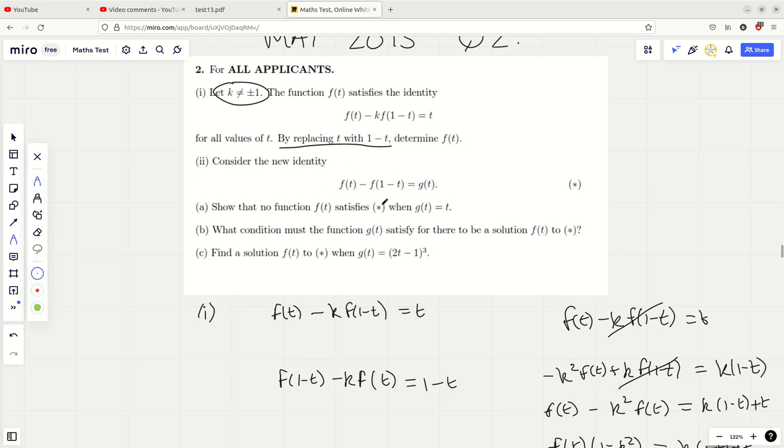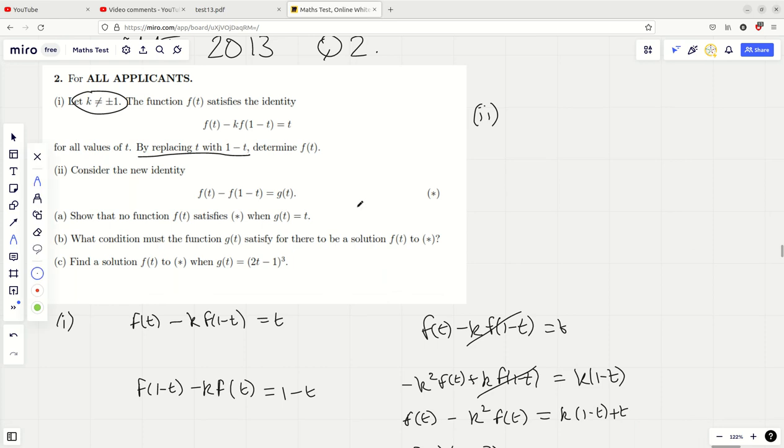Okay, consider a new identity, which is where k does equal 1. And we haven't got it equal to t this time. We've got to show that when it equals t, there is no function. Well, this is a classic proof by contradiction, isn't it? So assume that f of t minus f of 1 minus t does equal t, yeah? Because we're going to assume that it does and then produce a contradiction, and then we can say hence no function actually solves that. So maybe you like your proof by contradiction with a little bit more detail.